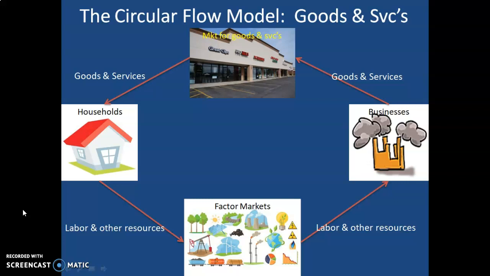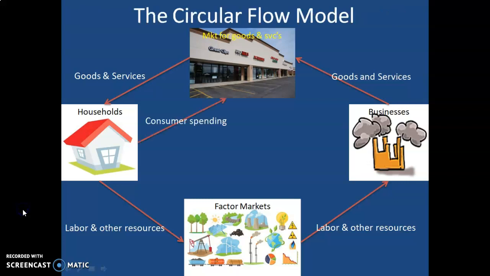Now then, how does this exchange of goods and services and factors of production take place? We need a tool to help facilitate this activity. And of course, that tool is going to be money. And the money will take different forms. So first thing that happens is we're going to have something called consumer spending. In order for the household to get those goods and services, they've got to spend money. And that money they're spending we label consumer spending, and that goes up to the market for goods and services.